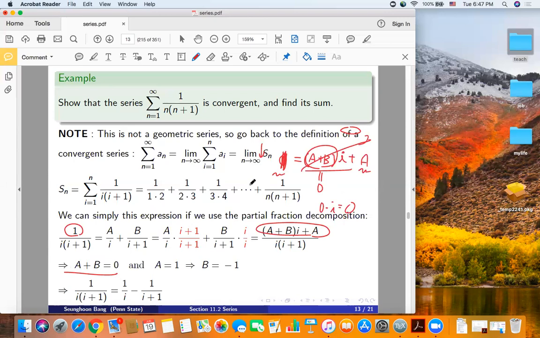No. A plus B is 1 minus AI? No. Yeah, this is different.